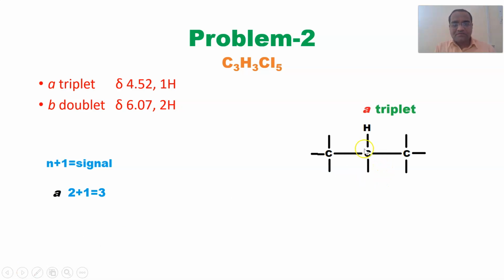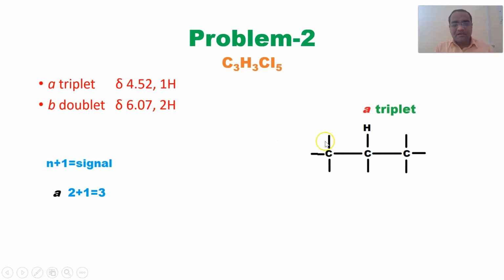Actually, I know this structure, how it has to be resolved. That is why I am writing this H. At the initial moment you may write this H over here, but later on you will come to know that this structure will not be right as per the given data. So we will place H at the second carbon.